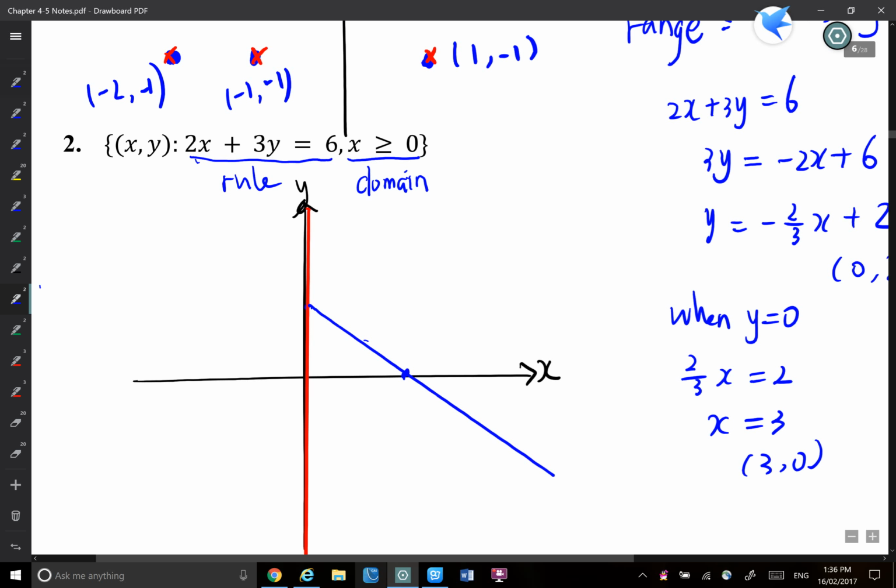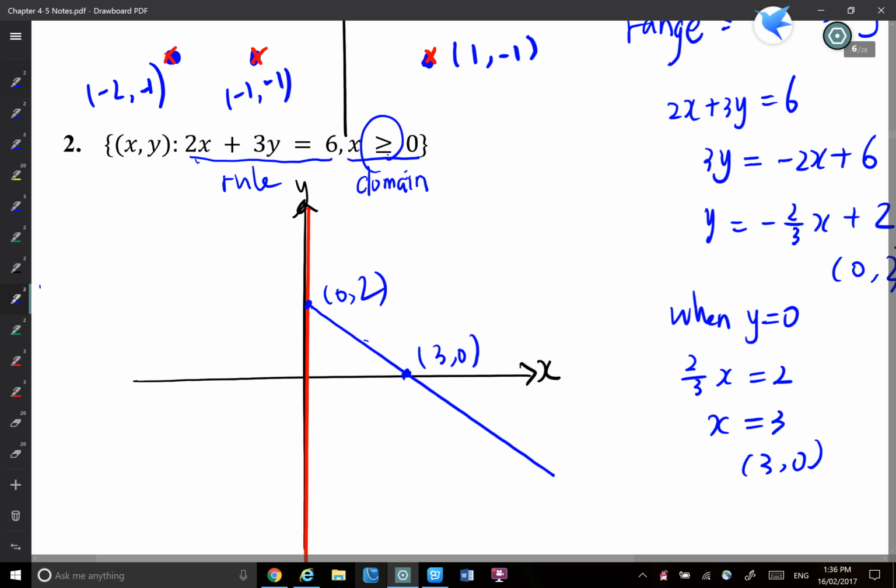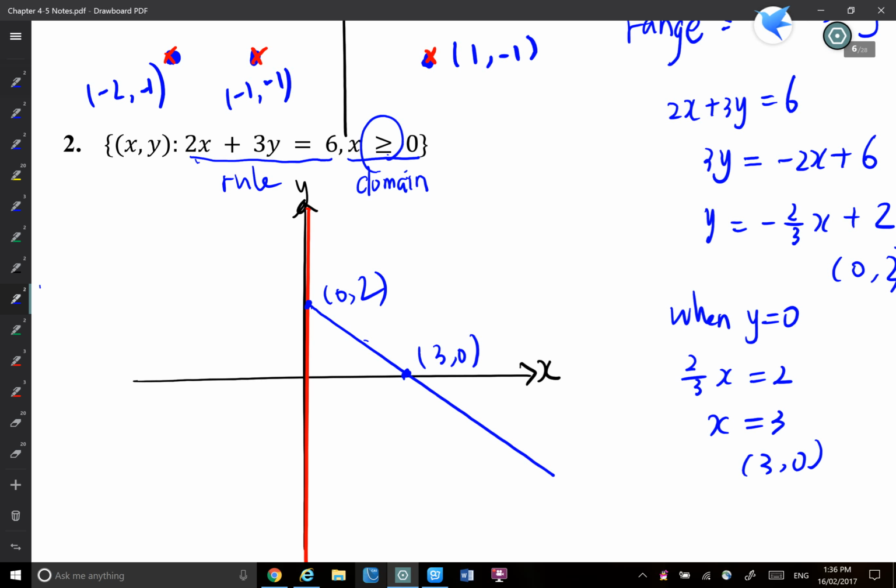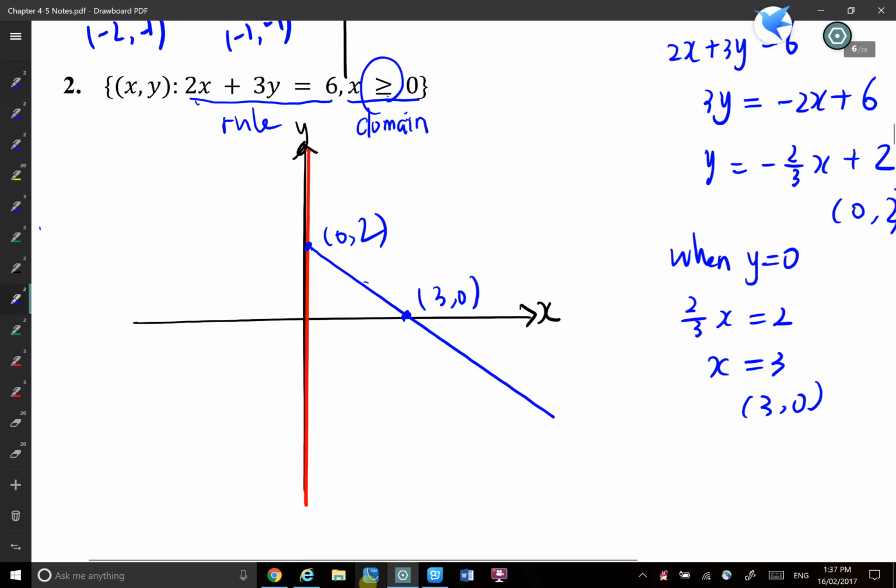I only have this part of the graph, which has endpoints 0, 2 and 3, 0. Because it's x greater than or equal to 0, 0 can be taken, so it's a closed circle. If that's x greater than 0, I should have an open circle there, because I cannot take x equals 0. So closed circle and open circle for the endpoints is really important.